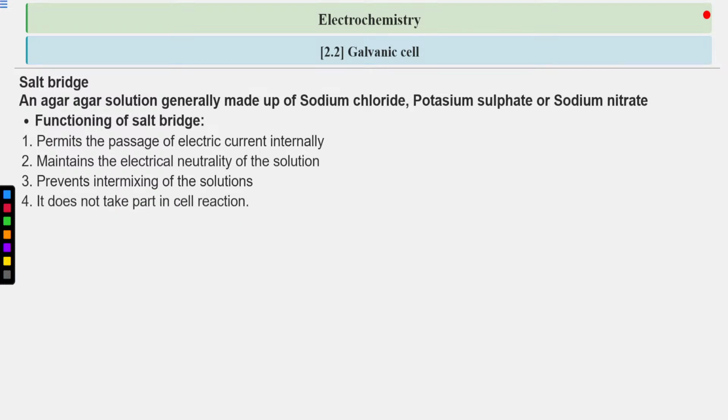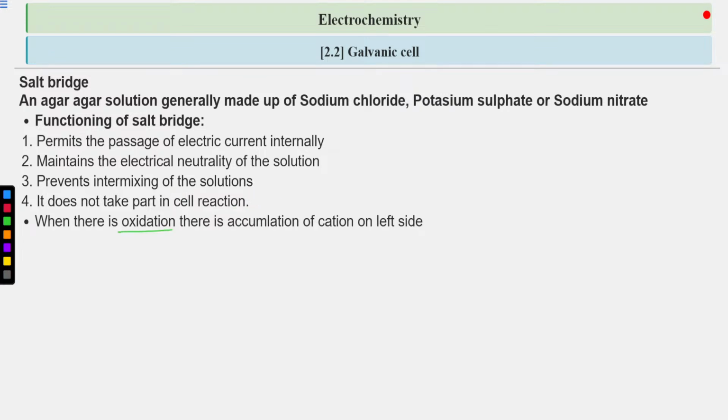It does not take part in the cell reaction. This is also an important point: although it is present in our cell structure and is dipped in our solutions, the electrolytes, it does not take part in the cell reaction.